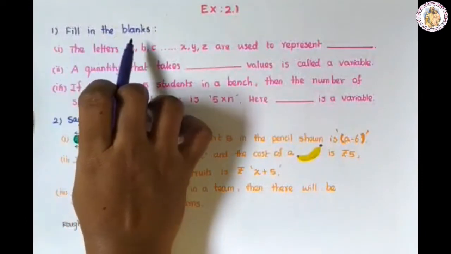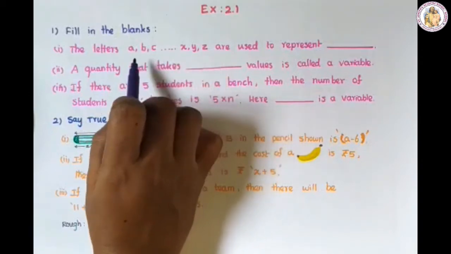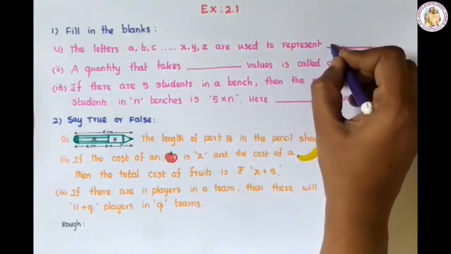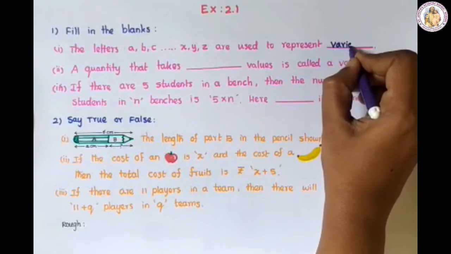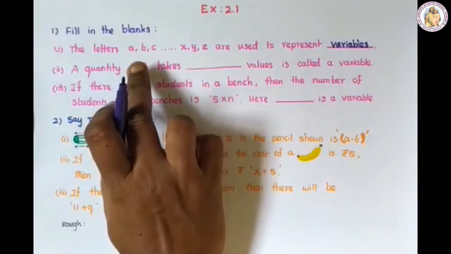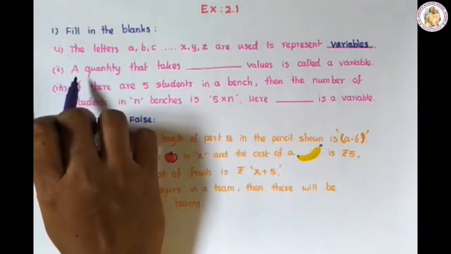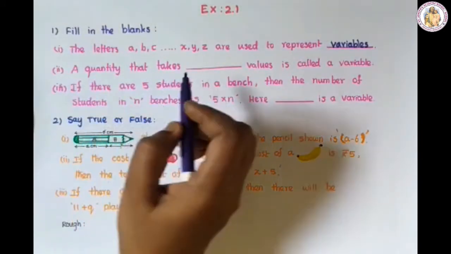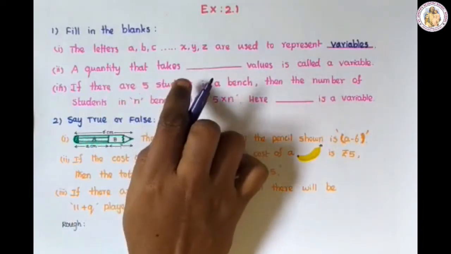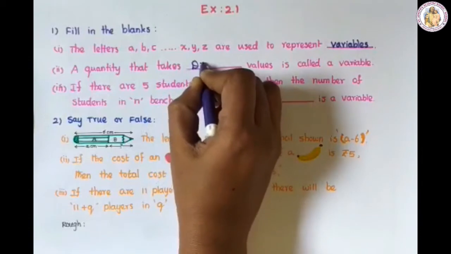Listen, the first question. Fill in the blanks. The letters a, b, c up to z, these small alphabets are used to represent variables. So variables are quantities. And then second one, a quantity that takes dash values is called a variable. The quantity that takes different values is called a variable. So different is the answer.